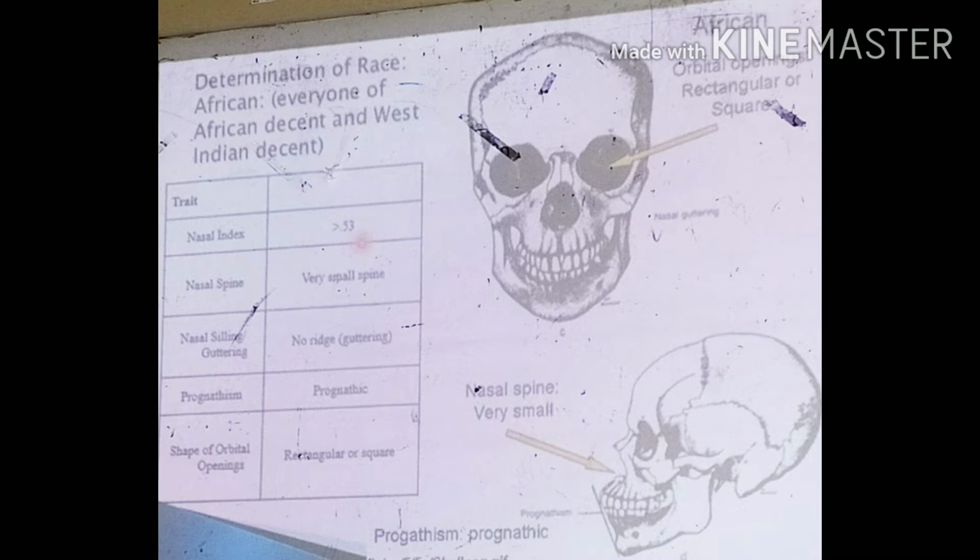And for the determination of race of African, the nasal index is greater than 53. The nasal spine is a very small spine. Nasal ceiling guttering, no ridge. Prognathism, prognathic. The shape of orbital openings are rectangular or square.